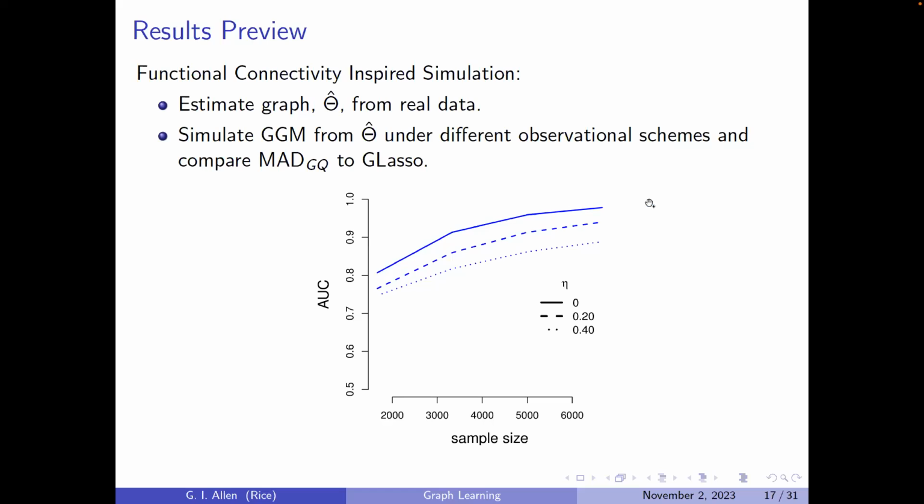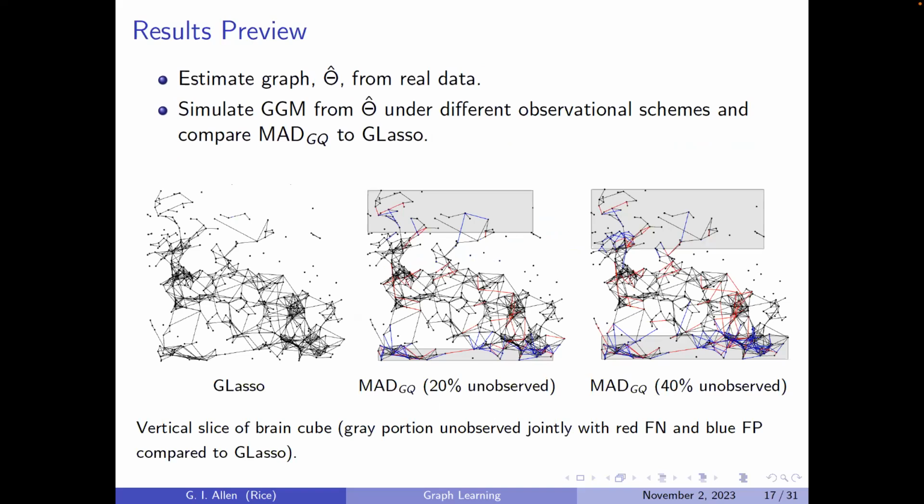The solid line is what you would get with the graphical lasso, assuming all the data is observed, and the dashed lines are 20% missing and then 40% missing. You can see we do take a hit with more missing, as you would totally expect, but it's fairly close and we're doing fairly well compared to observing all the data.